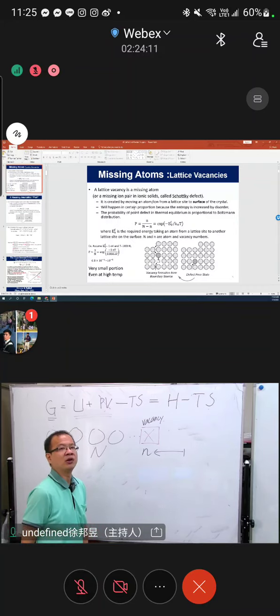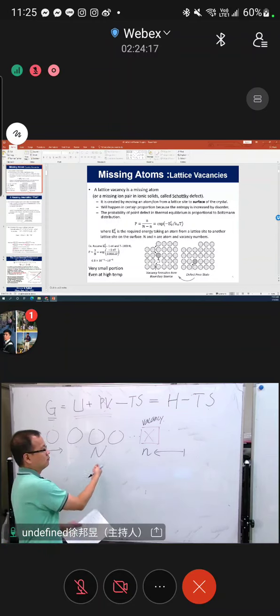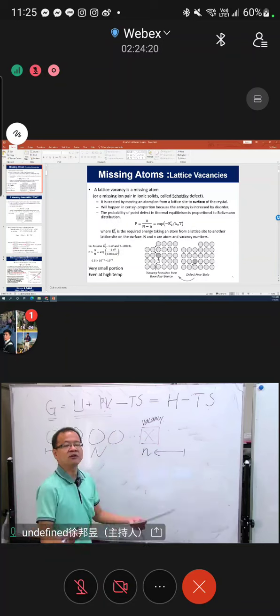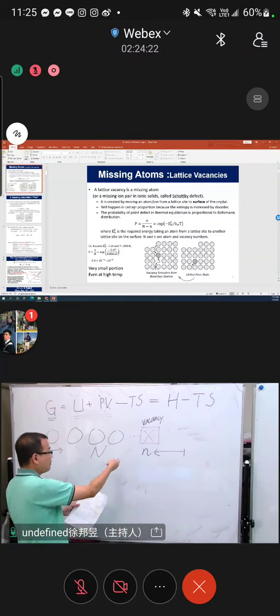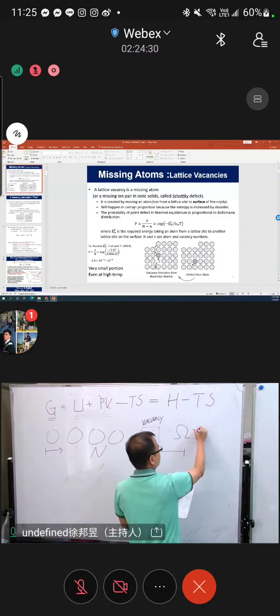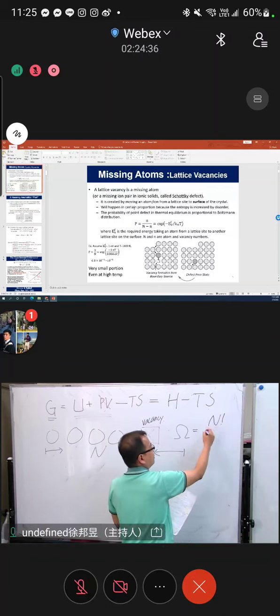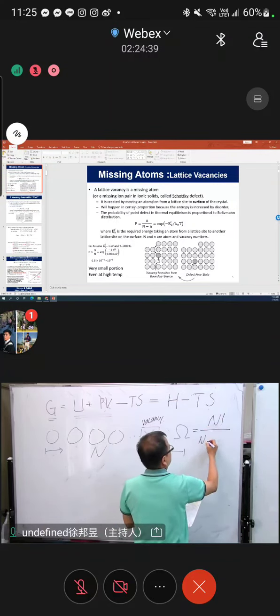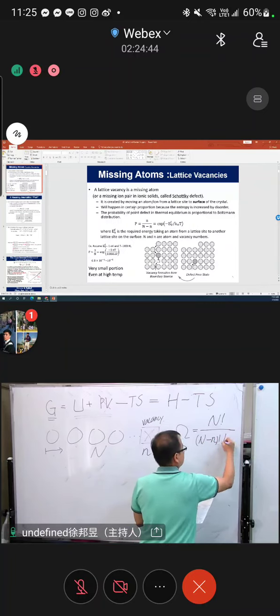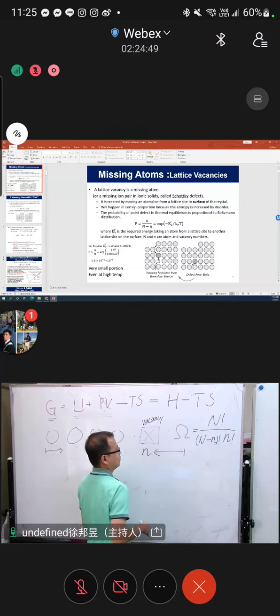So that's the spirit of the Boltzmann distribution. You have so many ways to form your crystal. I just put those things in different crystal sites. So how many? If I use a combination number omega, the combination is the total size divided by the sites that are occupied by atoms and the sites occupied by vacancies.